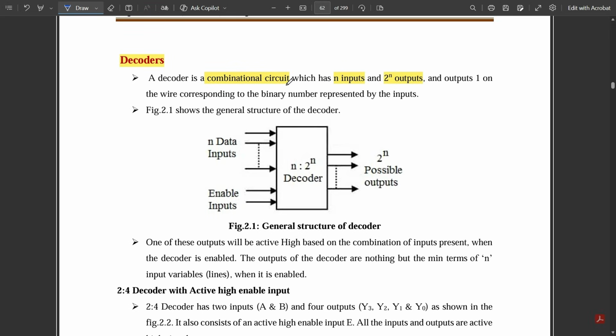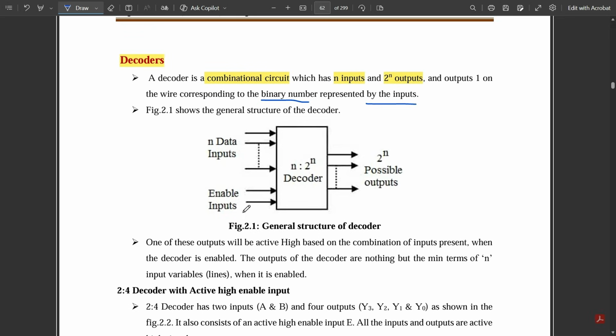And the output, one wire corresponding to the binary number, is represented by the inputs. That is, in the output stage, since there are 2 to the power n possible outputs, each output operates on one single bit. So that single bit wire corresponds to the binary number, either 0 or 1, which is represented by the inputs.